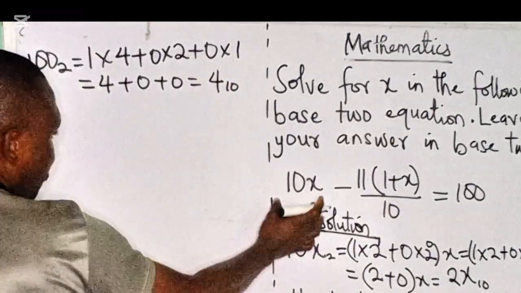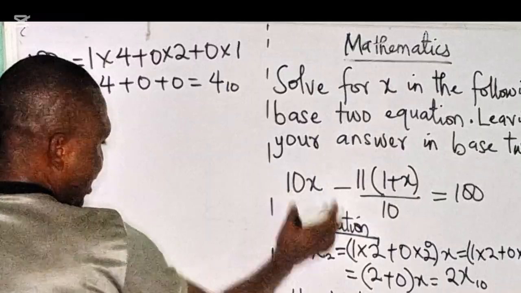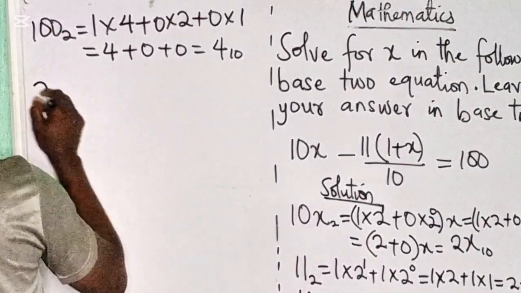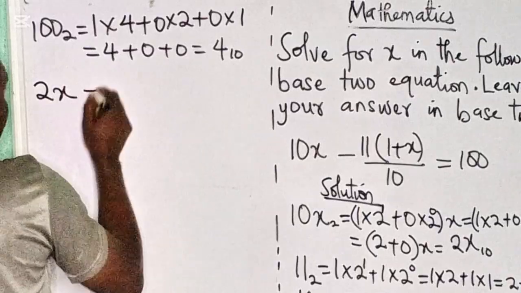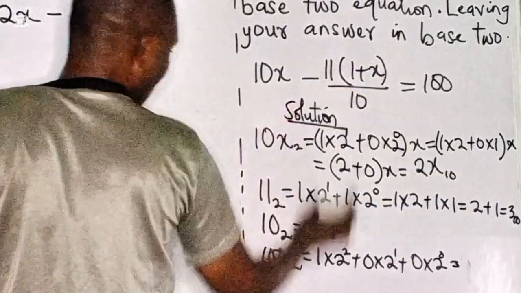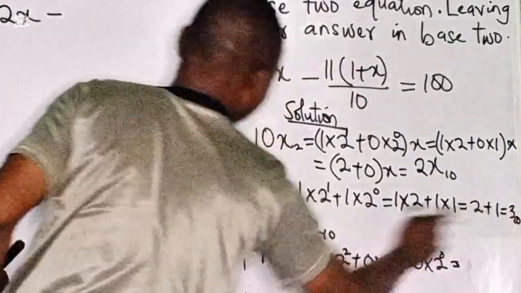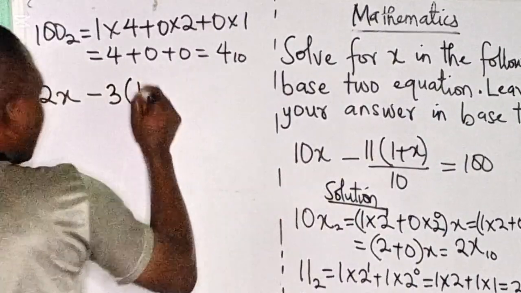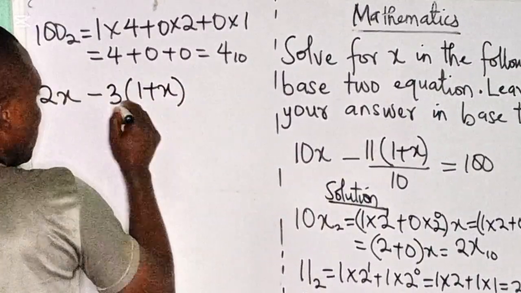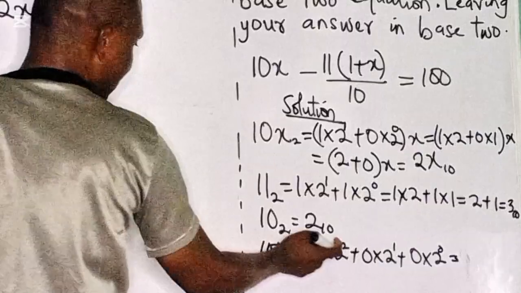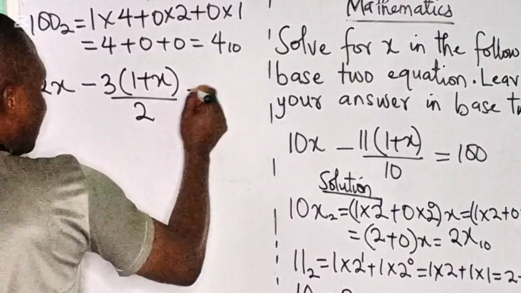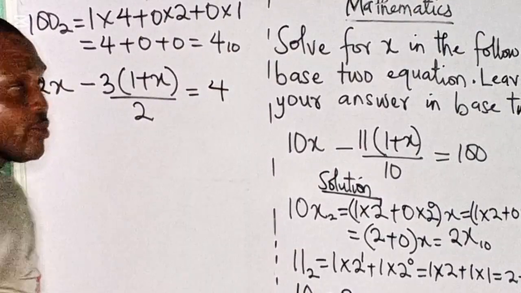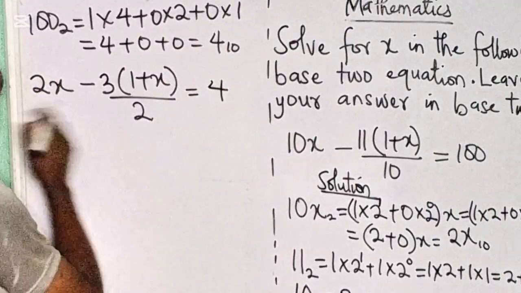Alright, now let's come back in. 10x we got 2x in base 10, so let us write 2x minus. Now 11, we got 3 in base 10. So let's write 3 brackets open 1 plus x bracket close over 10, which is 2, and that's equal to 100, which gives us 4. Is that clear? So what do we now do here?